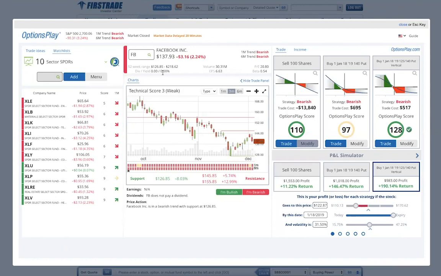So I have an example here, Facebook. Facebook is a fairly weak stock that's really taken a beating since it missed earnings last quarter, or two quarters ago rather. And this stock is certainly continuing to trend lower.